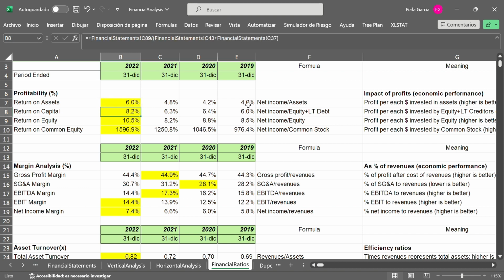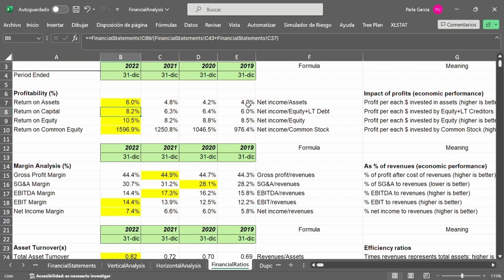Then the return on capital works the same way, but for each peso invested in capital, how it impacts the net income. In 2022, the return on capital for the net income is 8.2%. Then the return on equity, where the equity produced 10.5% for the net income. And finally, the return on common stock and common equity.